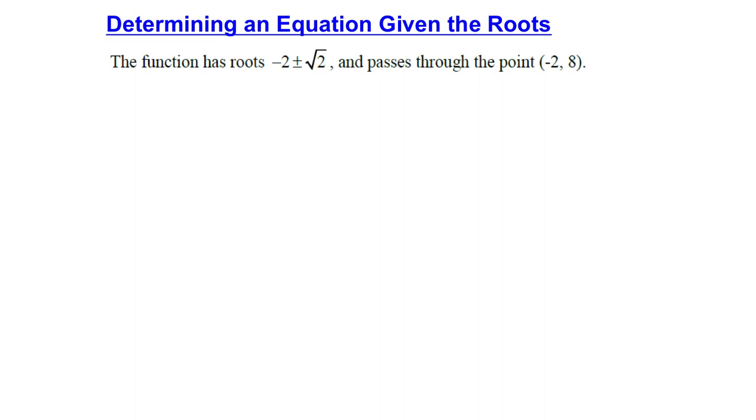We can start with factored form. And once we have factored form, we can also substitute in x and y for the other point that's on our function, and then we can solve for that a value. And once we have that, we have the equation. So why don't you pause the video and try this one on your own to see how you do.